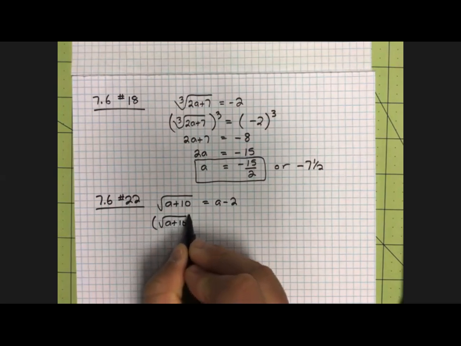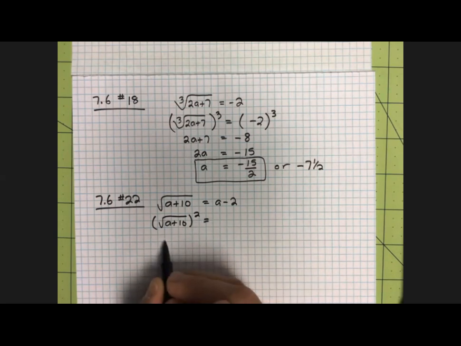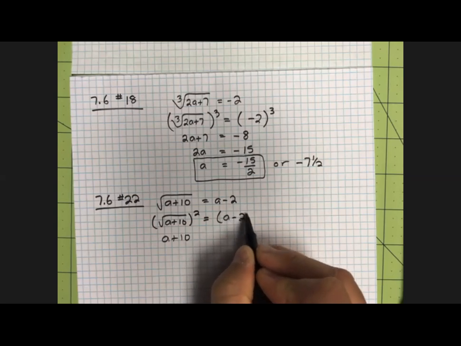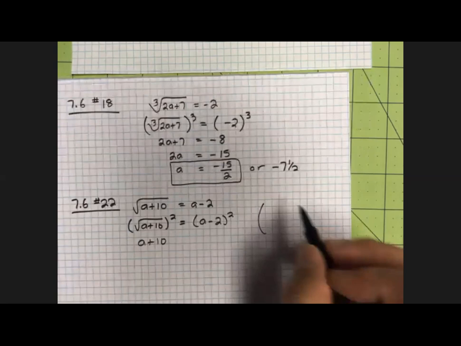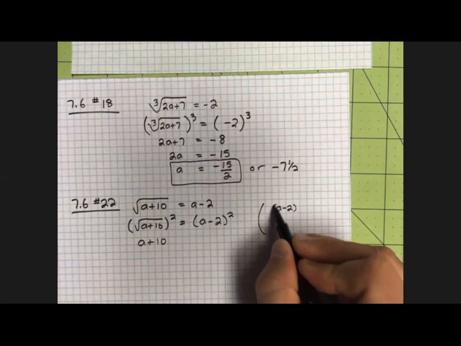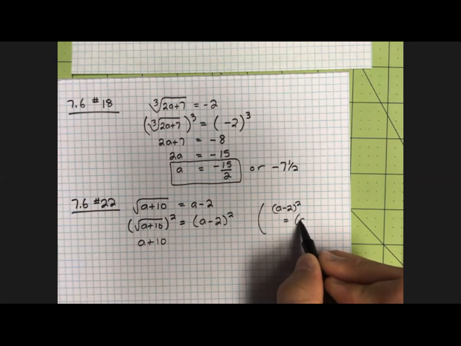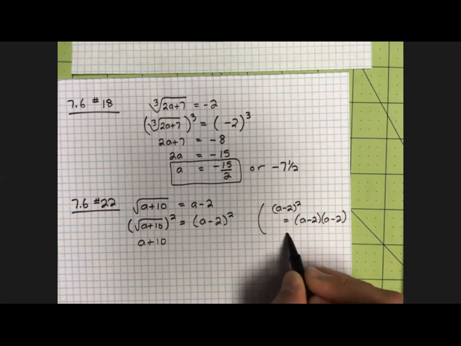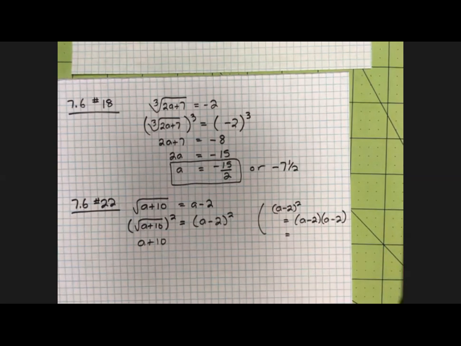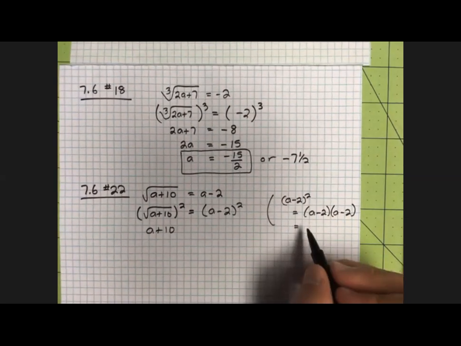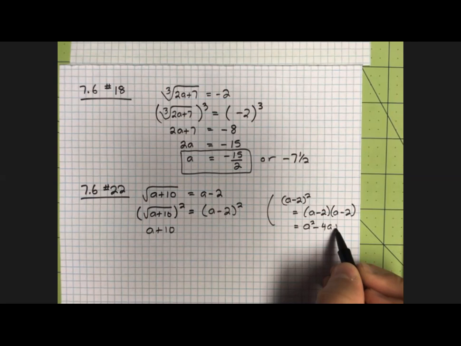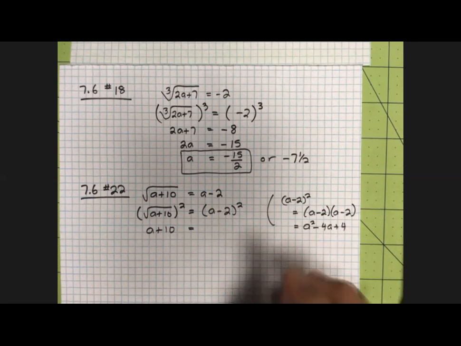And squaring the square root is not difficult. That just gives me a plus 10. But when I have these two things, a minus 2 squared, I've got to remember that a minus 2 squared is something I have to FOIL. So you have to be prepared to FOIL this out. When you FOIL that out, it's not impossible. Just say a squared minus 2a minus 2a is minus 4a. Minus 2 times minus 2 is plus 4. And that's what you write here.